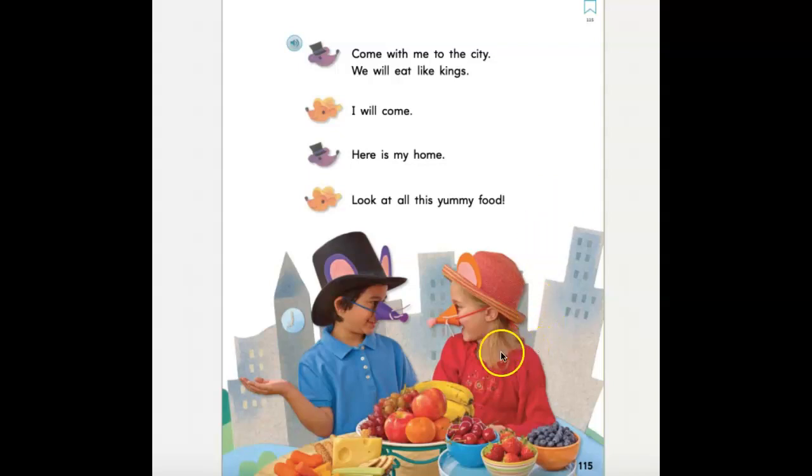So down here we can see 2 students who are acting out the story, City Mouse and Country Mouse. We can see that our boy has a hat like City Mouse has on, and the girl has a hat on like Country Mouse does, and they are at a table full of food.